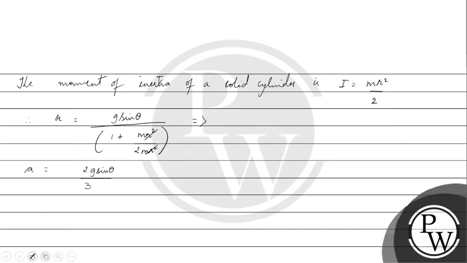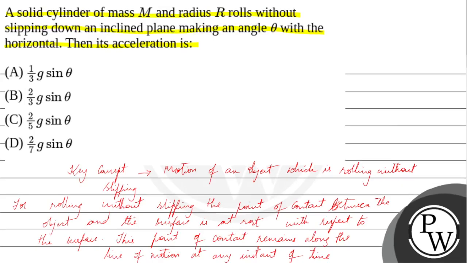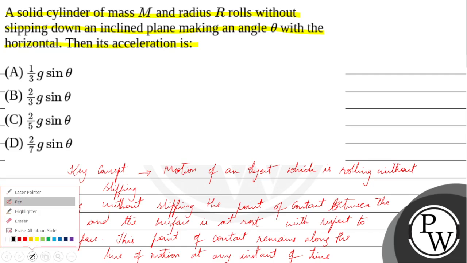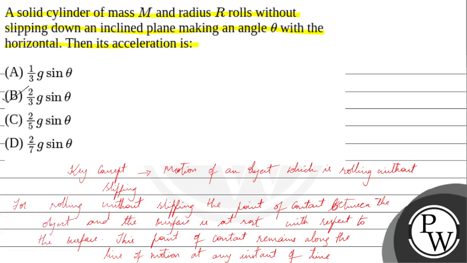तो हम अभी क्वेश्चन में जाके करेक्ट ऑप्शन को टिक करेंगे. The acceleration of a solid cylinder of mass m and radius r rolling without slipping is given by 2 by 3 g sin theta, so the correct option is option B. Hope you have understood it well. Best of luck.